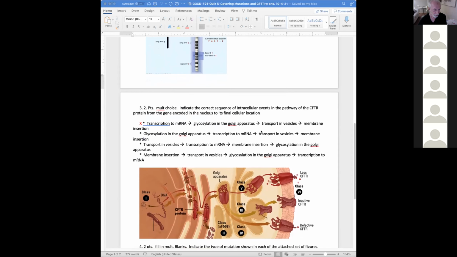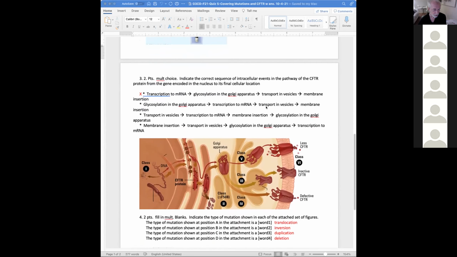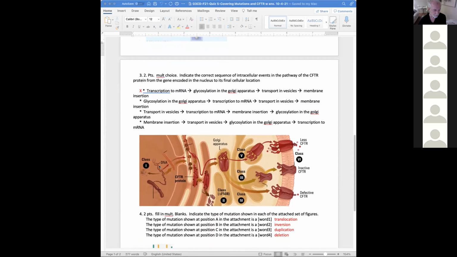Then the next one was multiple choice, indicate the correct sequence of events. And that came from this figure where we have the CFTR gene encoded in the nucleus. The protein ends up in the membrane. So the correct sequence of events was, first you transcribe the mRNA in the nucleus, then the protein is made and glycosylated in the Golgi, that's here. Then it's transported in vesicles and ends up in the membrane.